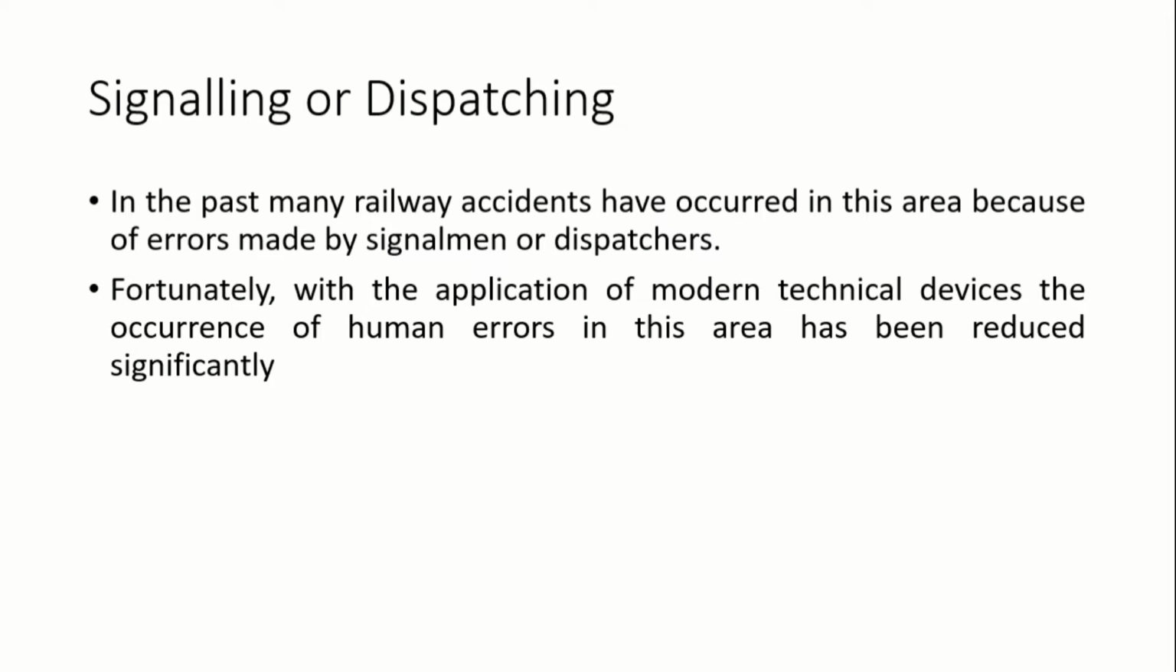However, if there's a system breakdown, for example what happened in the Kerinchi line collision, there's a problem with the system where the train needs to be driven manually. So the dispatcher plays an important role in guiding and pointing the direction for the train driver or hostler to move to the place they should go. And there should be no miscommunication between these two personnel. Fortunately, with the application of modern technical devices, the occurrence of human error in this area has been reduced significantly.